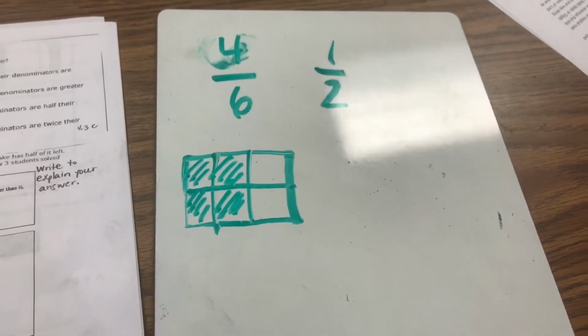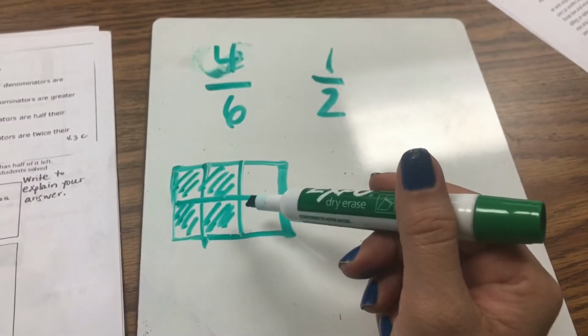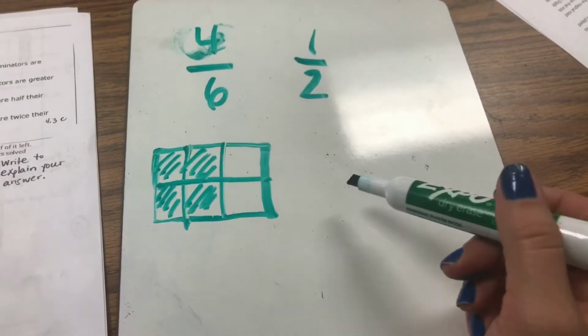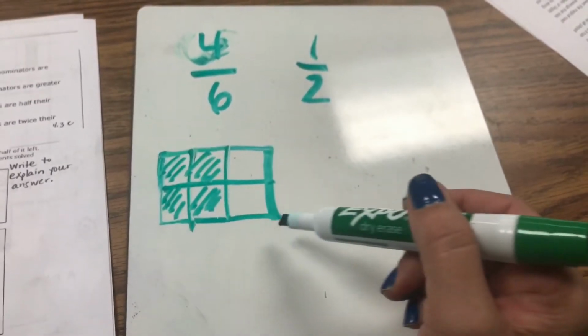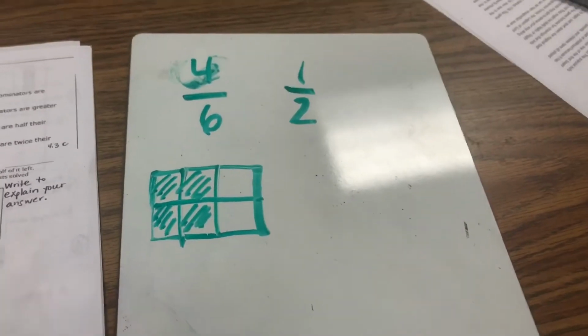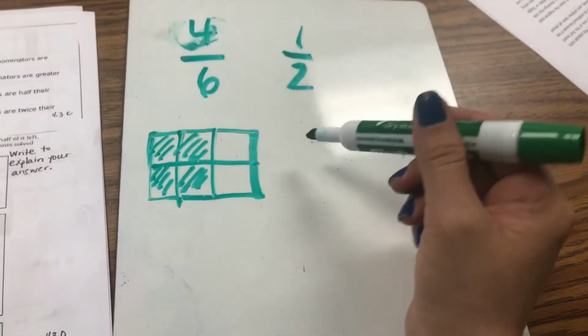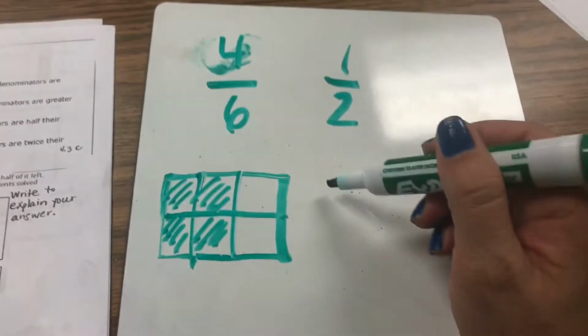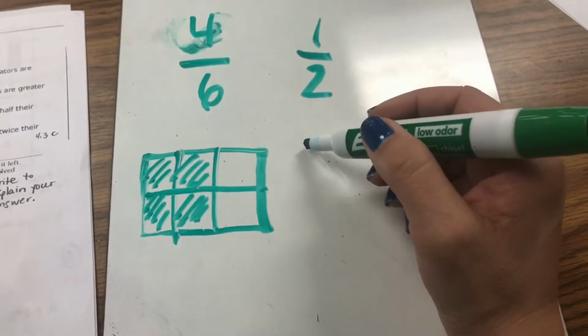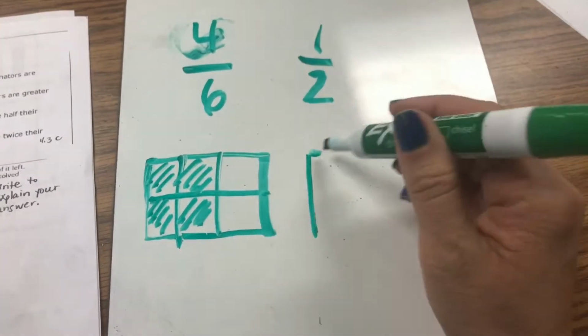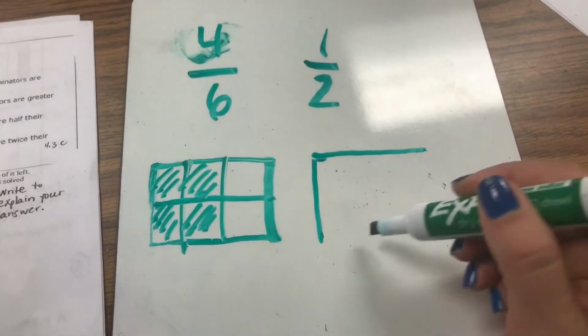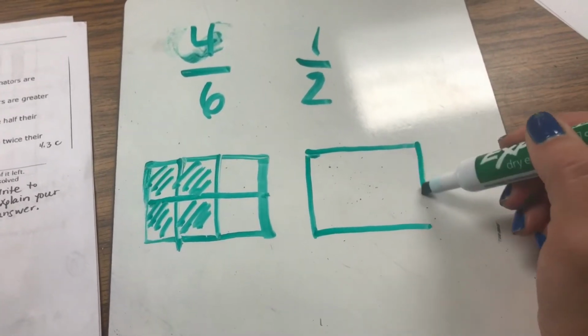Okay, so if I want to compare this 4/6 to a half, then I need to draw another model that's the same size as this model in order to be able to make an accurate response. So I'm going to draw another model that's about the same size as this one. I'm going to do the best that I can. And it's about the same size.